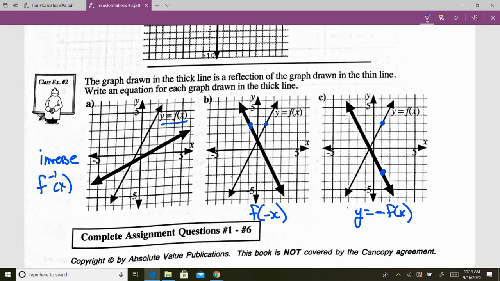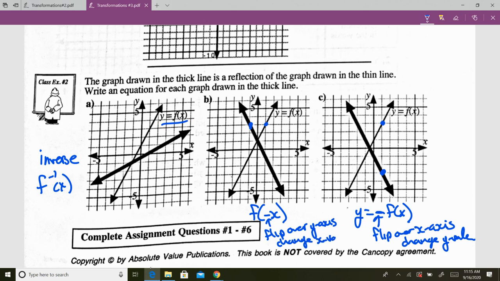I would write those 3 things down on your sheet. Basically, when you have negative in front, that is a flip over the x-axis, or change the y values, and this is a flip over the y-axis, change x values.